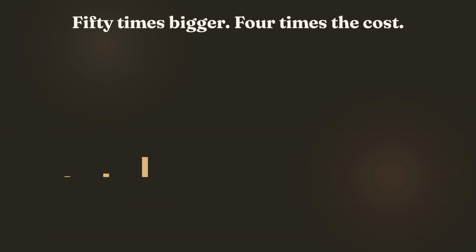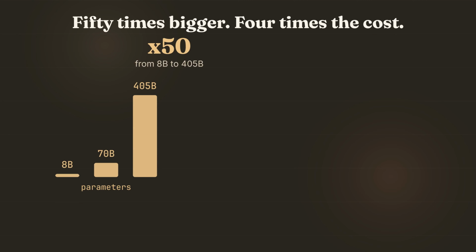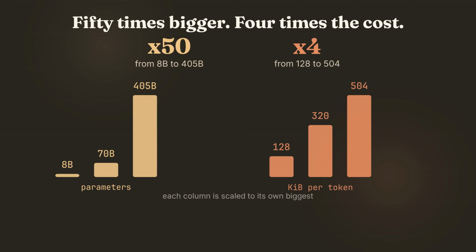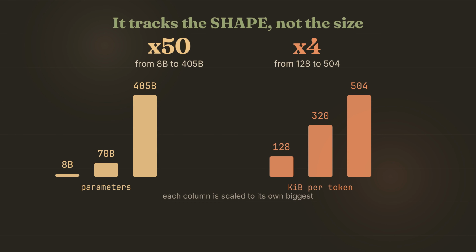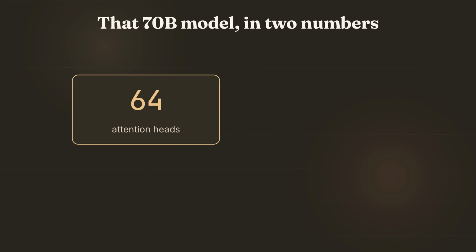Now look at what just happened, because this surprised me the first time. The model got about 50 times bigger and the cost per token went up by about 4. So is your KV cache really tracking the size of your model? It isn't. It's tracking the shape of it, and mostly it's tracking how many layers deep it is. And how much does that shape matter?